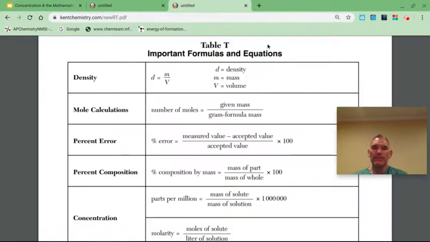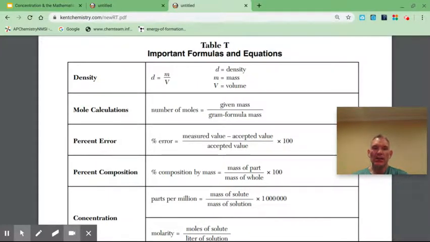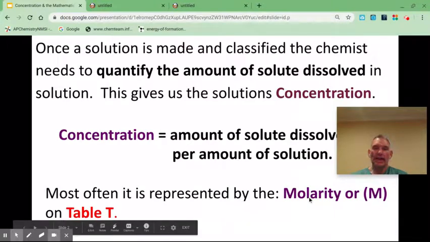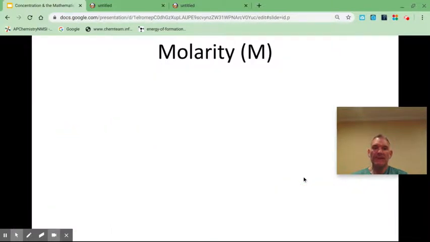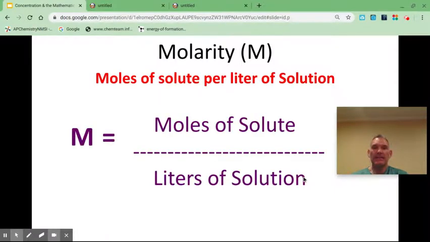So if I jump to table T, you'll notice that in the concentration spot right here, there are two mathematical formulas. We're not going to use the top one. We're only going to use the bottom one. That says the molarity is equal to the moles of solute over the liters of solution. Again, that's right here, moles of solute over liters of solution. So if I know it's a concentration problem, and I know we're using molarity, which is on table T, this should be something that we can look up and identify right away. And again, it's moles of solute over liters of solution.